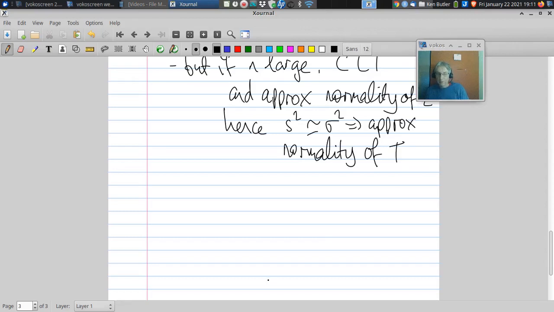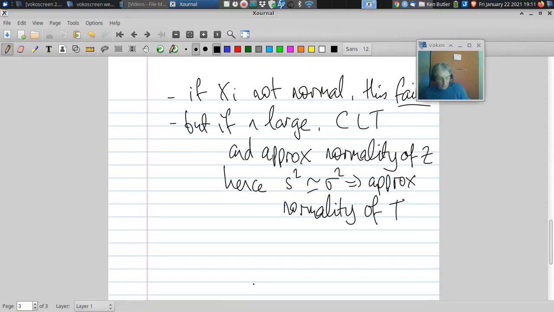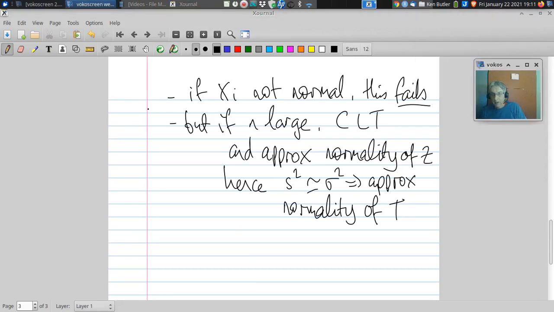So that's our get-out clause. This is the only get-out clause we have. If the x's are not normal but the sample size is large, then we escape. The central limit theorem lets us escape. If n is not large and the x's are not normal, we are in trouble. We don't know what's going to happen. Later on we're going to learn some ways around that, but at the moment we don't know what to do about that.